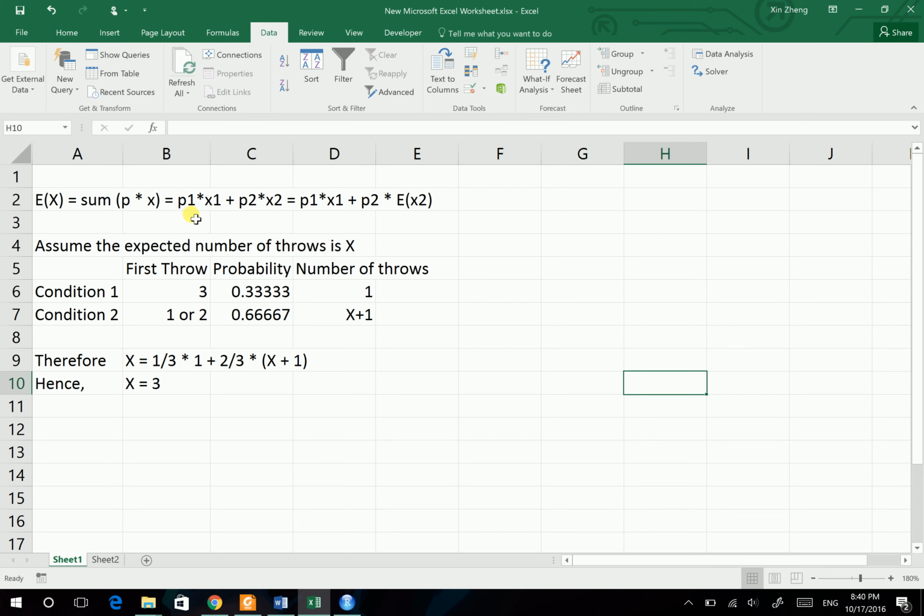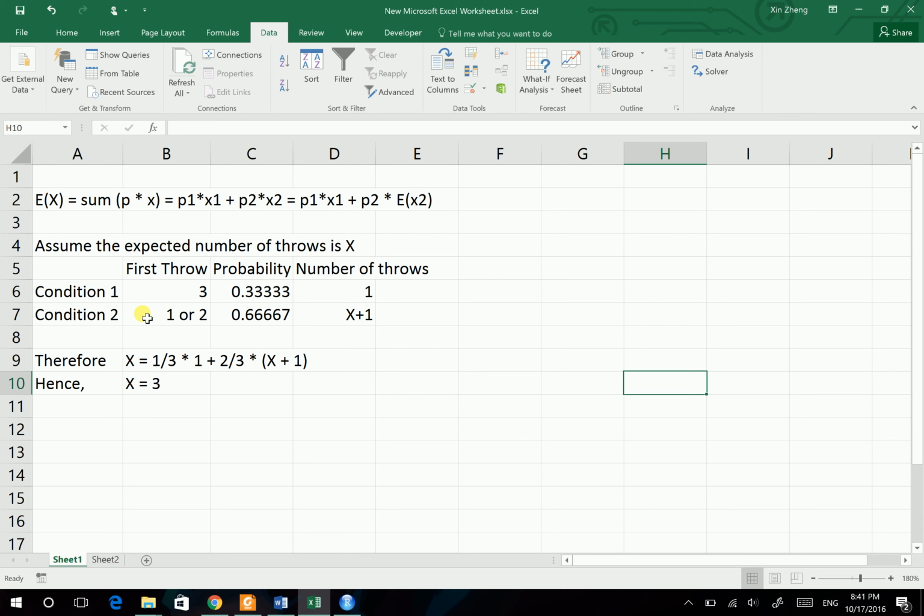Here we actually have two conditions. So we have p1 times x1 plus p2 times x2, and the trick is that for x2 we can use the expected value of x2 to substitute, because x2 itself isn't constant. For this question, we have two conditions. The first is that in the first throw you get 3. The second is that you get 1 or 2.